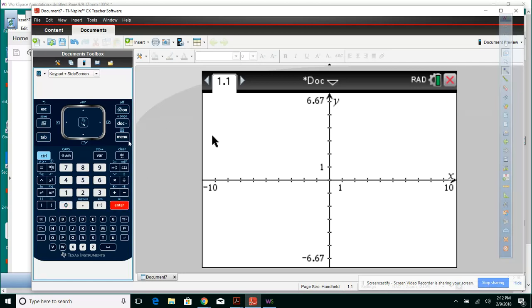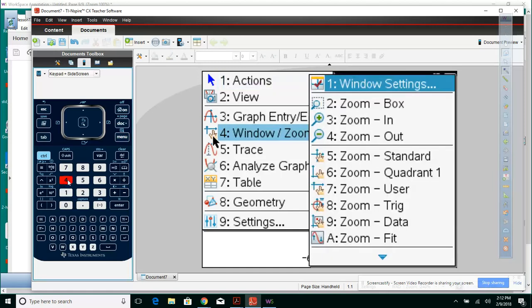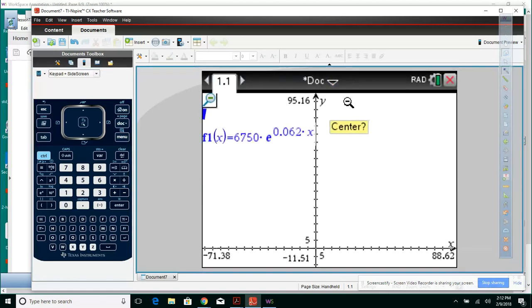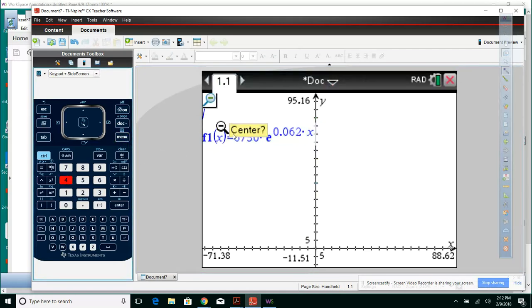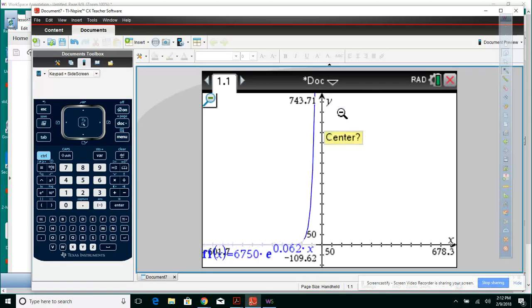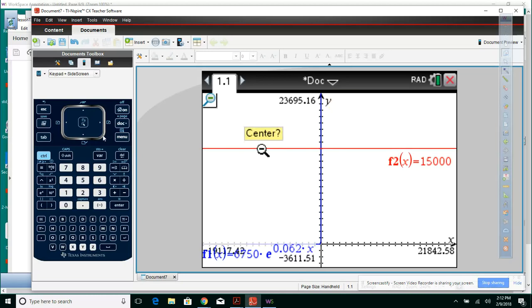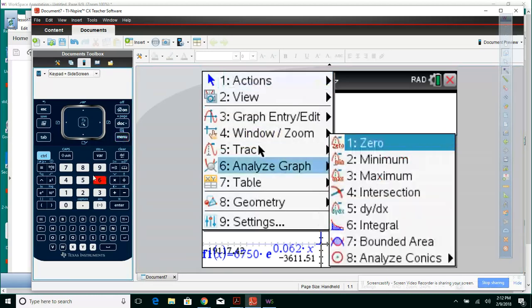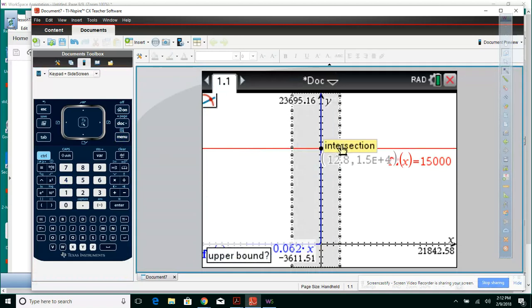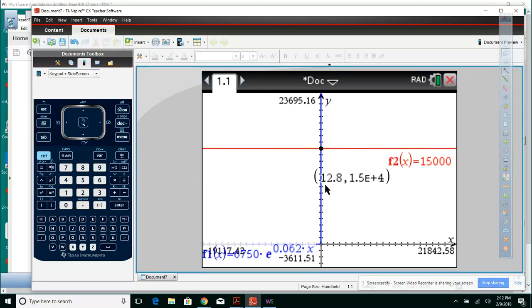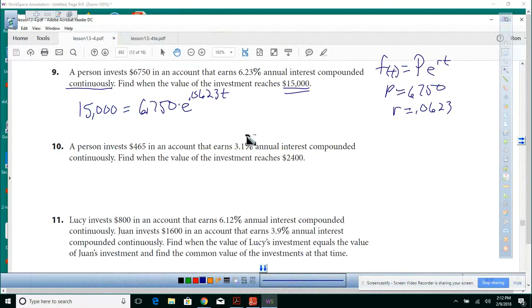Enter, and menu 4. Let's get up there. Oh, I didn't want to do that. Menu 4. Get up here. Now we're one more. There we go. Menu 4. 12.8 years. All right, so T equals 12.8, and there we go.